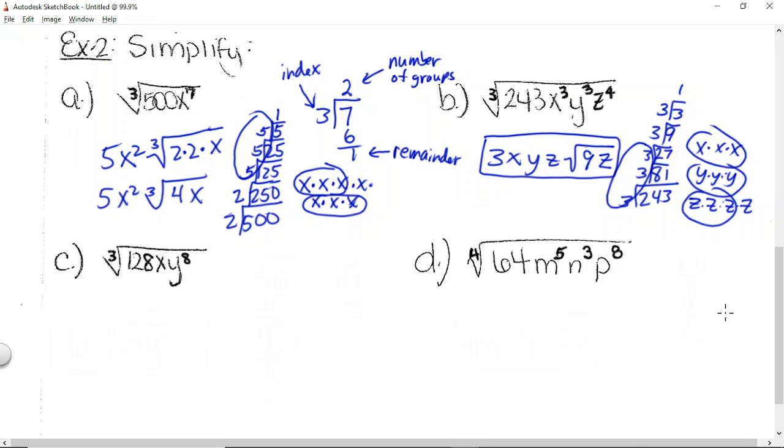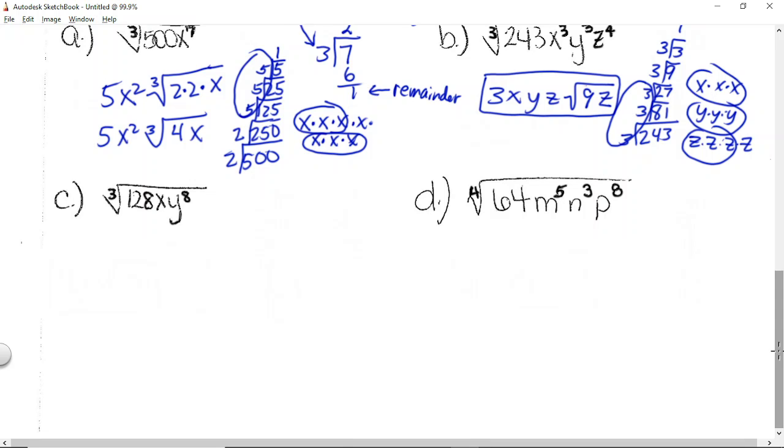All right, look at C. We need to do our cake on the number. So take 128, divide it by 2. And that gives us 64. So divide that by 2. And that's 32. Divide that by 2, and that's 16. Divide that by 2, and that's 8. Divide that by 2, it's 4. Divide that by 2, and you get 2. And divide that by 2, and it's 1, and we're done.